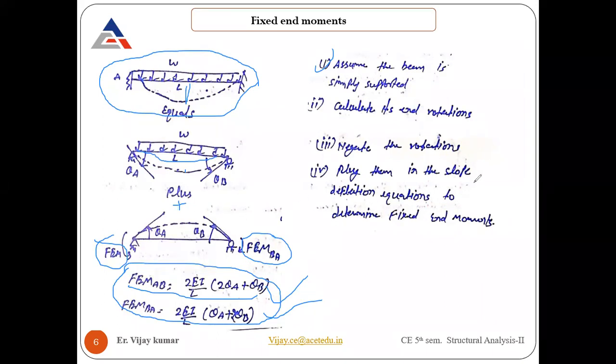Plug them into the slope deflection equation. You need to put the values of theta A and theta B into this slope deflection equation, and you will get your required value for the beam, that is the fixed end moment for the AB segment. Fine.